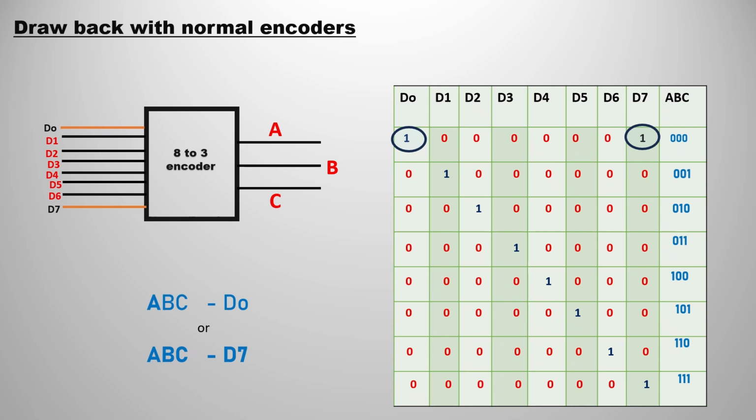But in case you also have one in the position of D7, then which one will you select? What would the output ABC be, whether it will be 0 0 0 or 1 1 1, which one will be our output? This is decided based on the priority. That priority we already saw, that is D7 has the highest priority.